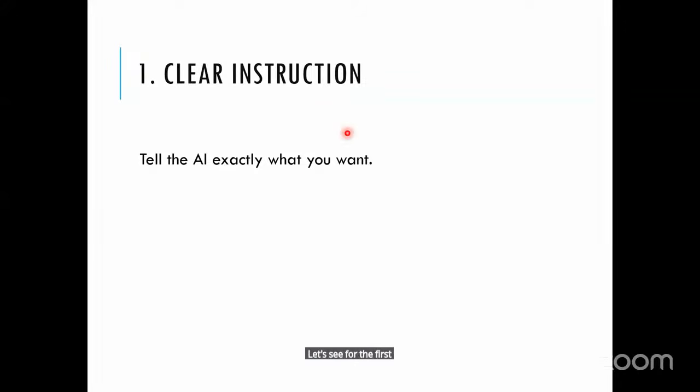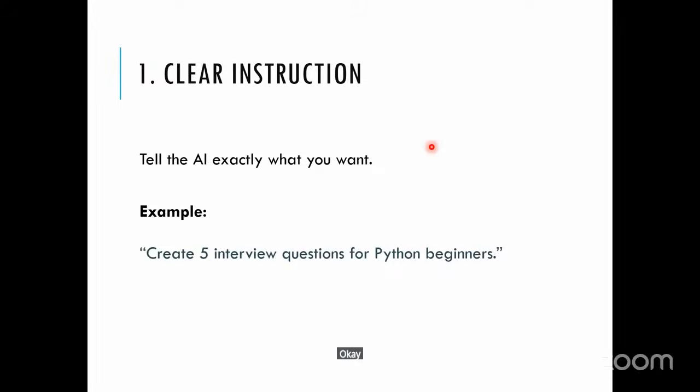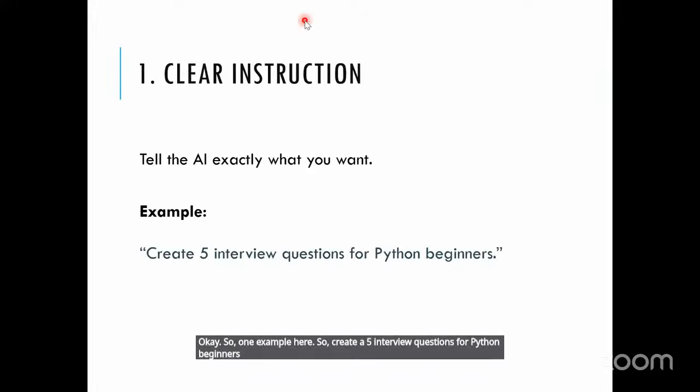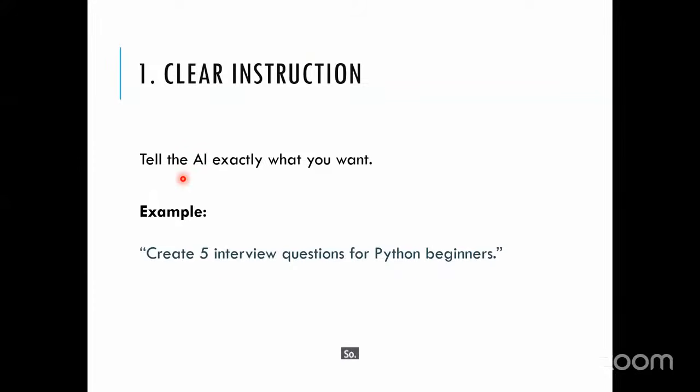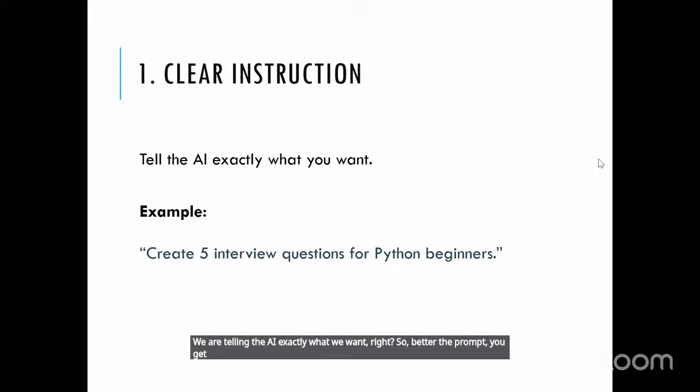Clear instruction. Tell the AI exactly what you want. Okay, that is the clear instruction you are giving to the AI. The better the prompt, the better the AI response. So one example here: Create 5 interview questions for Python beginners. So this is one example they have given. Here we are telling the AI exactly what we want, right? So the better the prompt, the better the AI response.